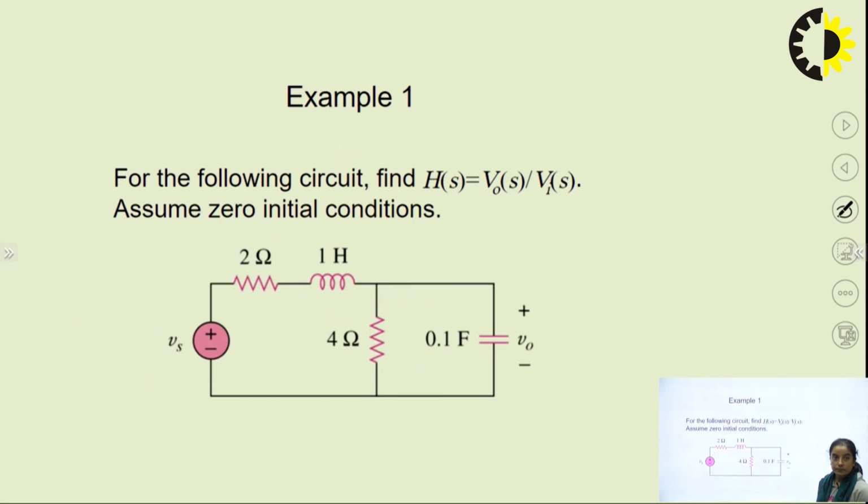See, this is the first example. Here we will find out the transfer function. Here Vs is the source, 2 ohm and 1 Henry inductor is there. This is the 4 ohm resistor, and 0.1 microfarad capacitor is there, across which we are taking the output. So, this V naught is the output. So, we need to calculate the Hs equal to V naught by Is.